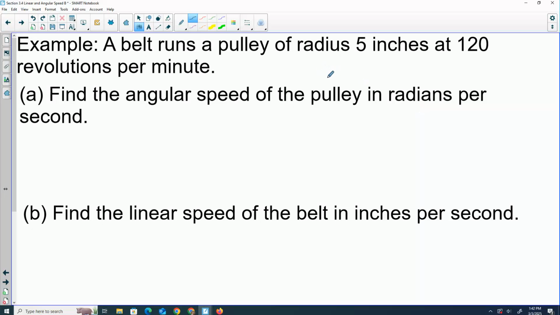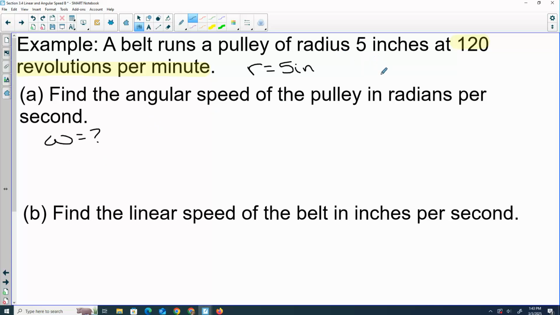So a belt runs a pulley of radius 5 inches, at 120 revolutions per minute. Part A is wanting the angular speed. Angular speed is your omega. We know it makes 120 revolutions per minute. So there's a couple different ways we could do this. This is kind of like an omega, you just have to change it into radians per second, like I asked for. Or we can kind of break it down.